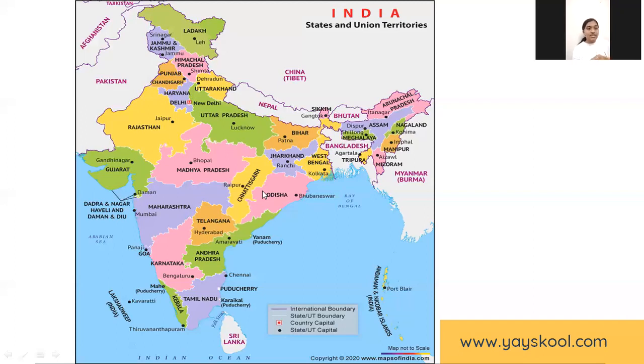Now I will take you to a very interesting part, that is sister states. So all the northeastern states together are known as sister states. So let us now understand what are all these 7 states. So we have Arunachal Pradesh, Assam, Meghalaya, Nagaland, Manipur, Mizoram, and Tripura. So all these 7 are together known as sister states. So this is about the states and union territories.